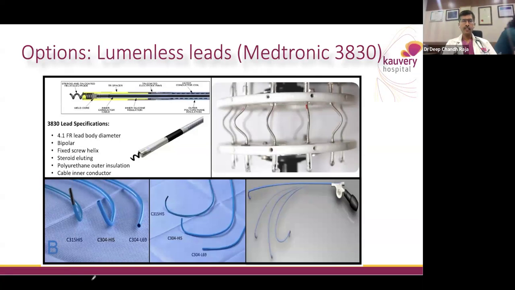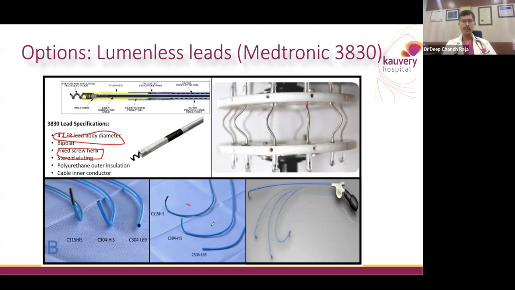Before getting into the case examples, there are two leads that we commonly use to get past the interventricular septum to the left bundle branch area or to the left ventricular endocardium. One is the lumenless lead, famously called the Medtronic 3830. That's how we started His bundle and left bundle branch pacing. This lead is quite the workhorse even nowadays to get to the left bundle branch. Remember, this lead does not have a lumen. It has a fixed screw helix at the tip, and it's a smaller lead, 4.1 French in diameter. It's a very slender lead, nevertheless good enough to take the lead past the interventricular septum.